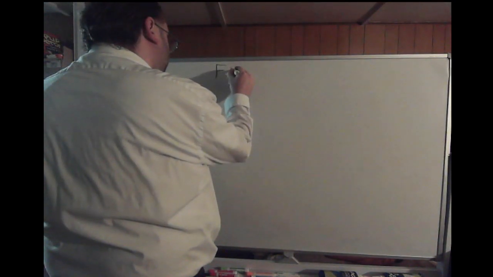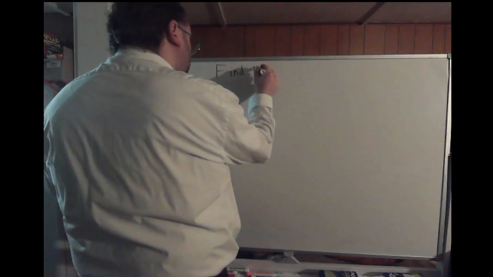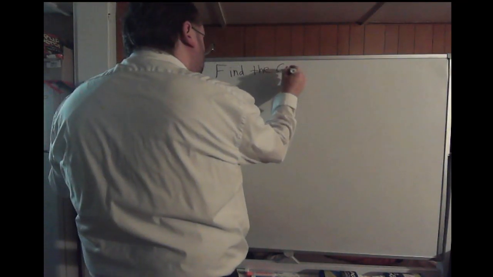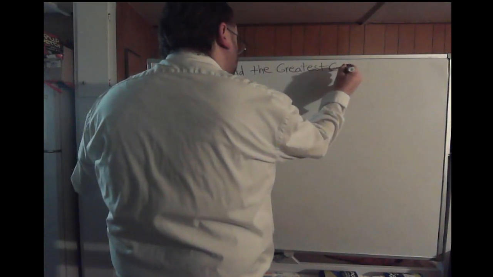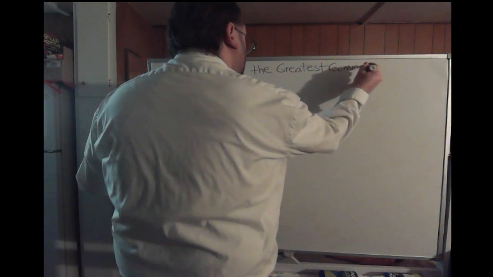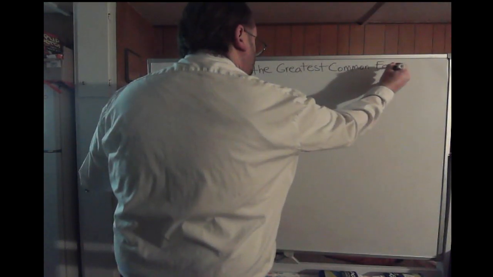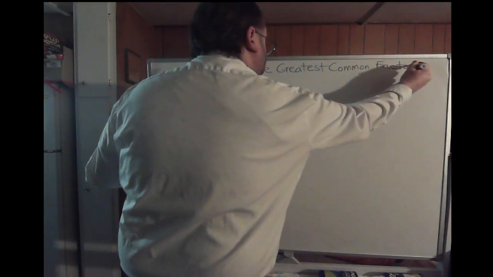Today we are going to find the greatest common factor of numbers and monomials. So how do we do that? Well, first let me write down what we're going to be doing exactly. That might help if we can know what we're going to be doing. So find the greatest common factor. We will find the greatest common factor.